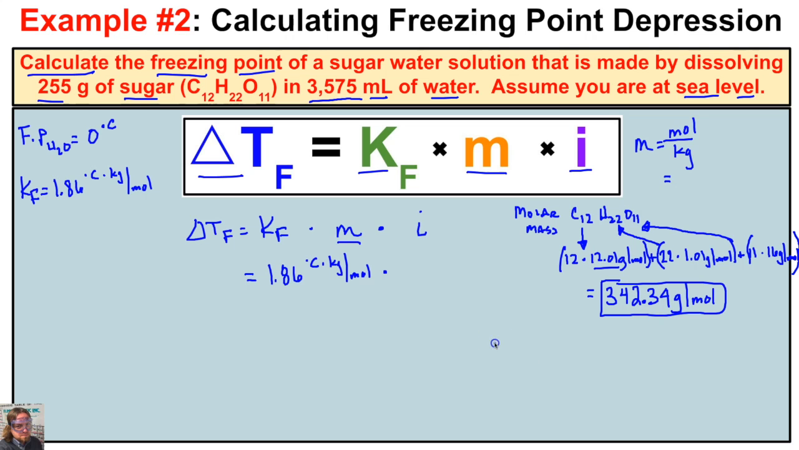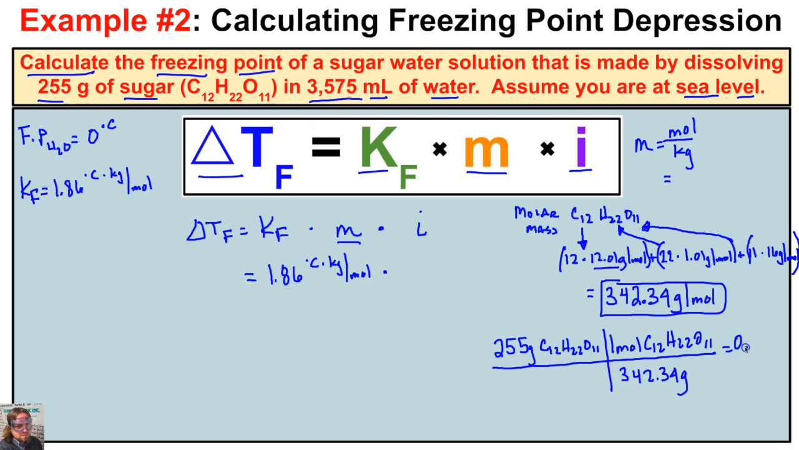If we have 255 grams of C12H22O11, and we want to convert this to moles, we know that 1 mole of C12H22O11 is going to be 342.34 grams. So we'll put this in our calculator. We'll take 255 divided by 342.34, and we're going to end up with 0.745, it looks like. 0.745 grams. I'm sorry, moles, I apologize, moles.